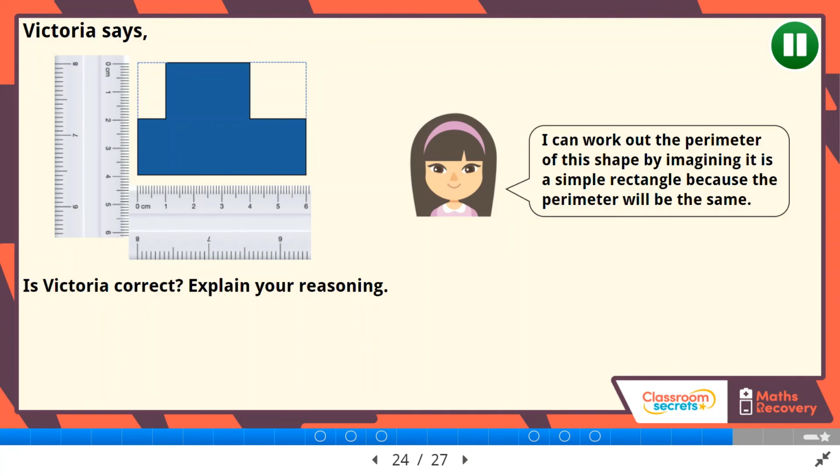Victoria says, I can work out the perimeter of this shape by imagining it is a simple rectangle because the perimeter will be the same. Is Victoria correct? Explain your reasoning.